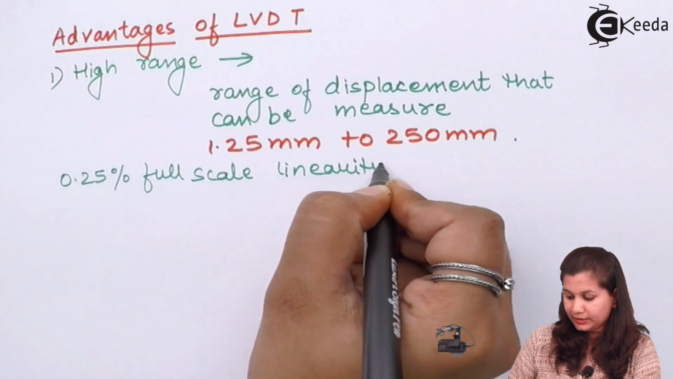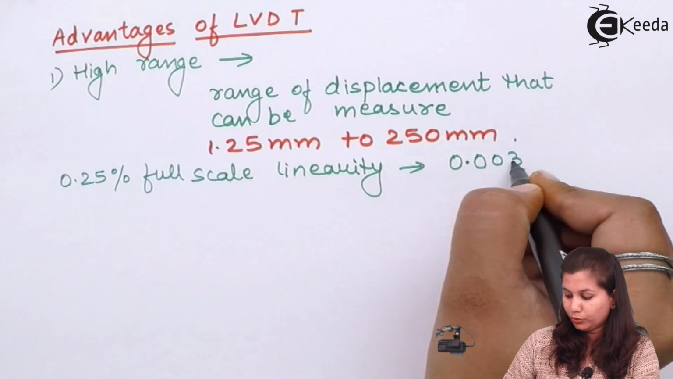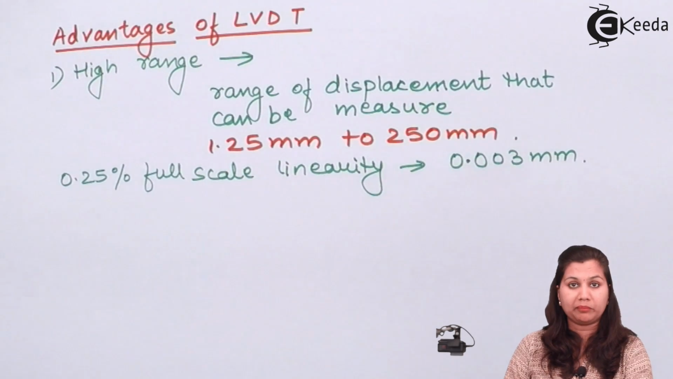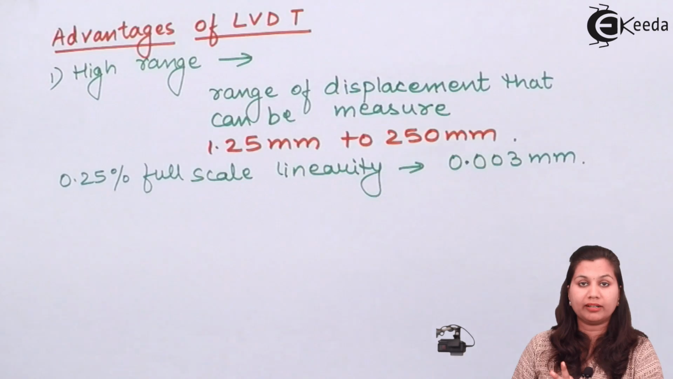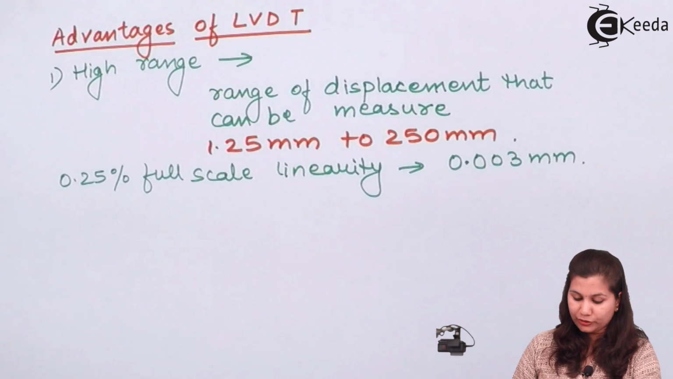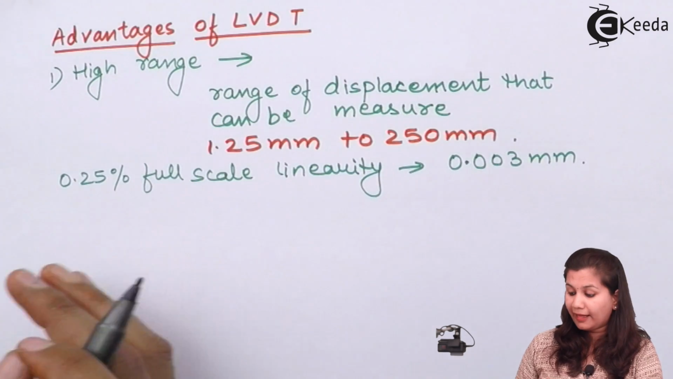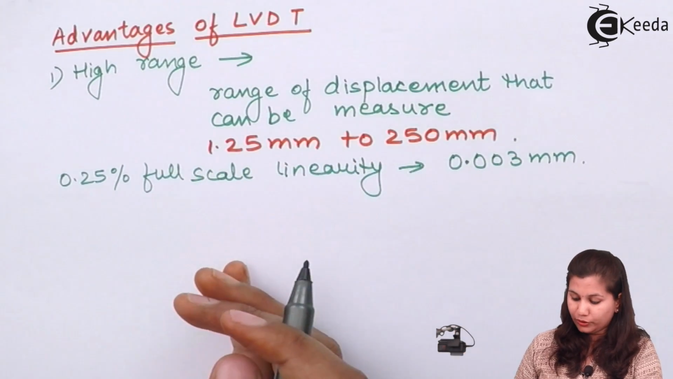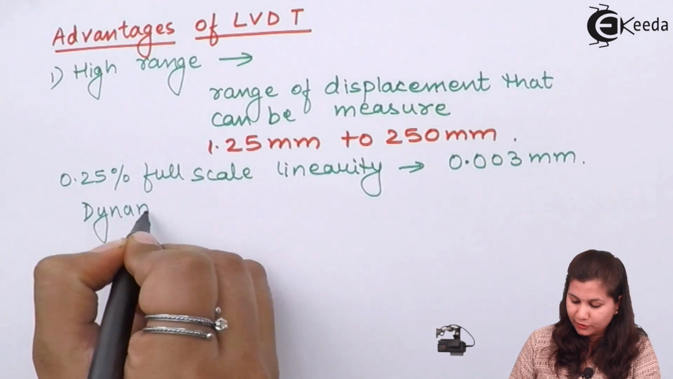linearity. This LVDT can measure the displacements up to a lower range of 0.003 mm, means that such minute displacements can also be measured with the help of the LVDT. So you can see that it is giving us a very high sensitivity, and the range of displacement that can be measured is also very good. But the dynamic response of LVDT is very slow.